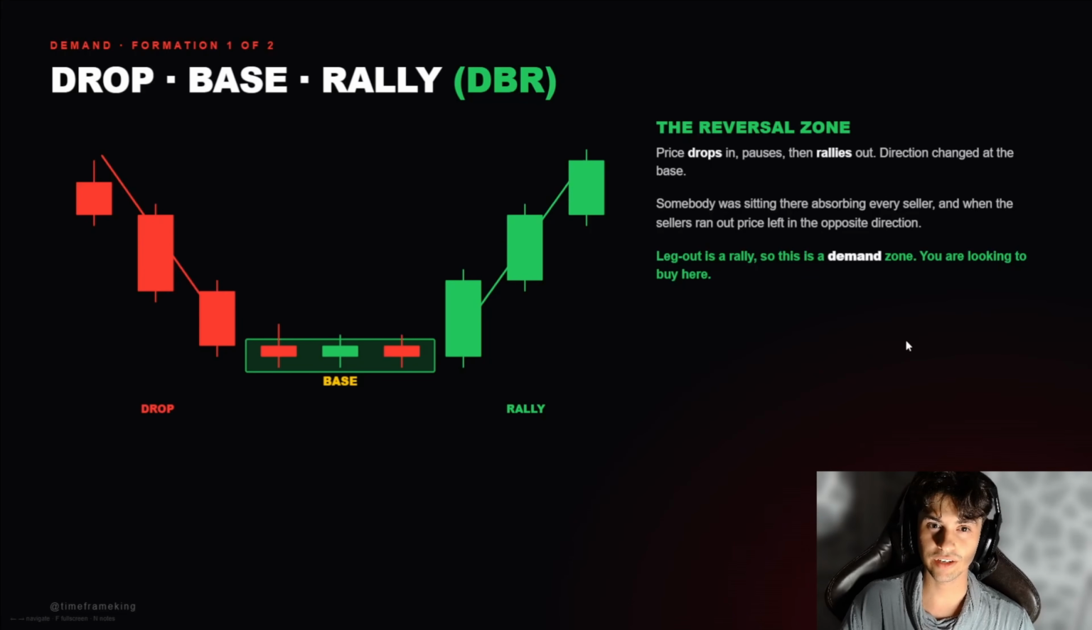Let's do demand zones first, okay? This is a drop base rally. Price drops into the level, it pauses, then it rallies out, okay? So the direction changed at the base, which means somebody down there was sitting and absorbing every single seller that came at them. And the moment the sellers ran out, price left in the opposite direction. Leg out is a rally, so this is a demand zone. You want to buy here.